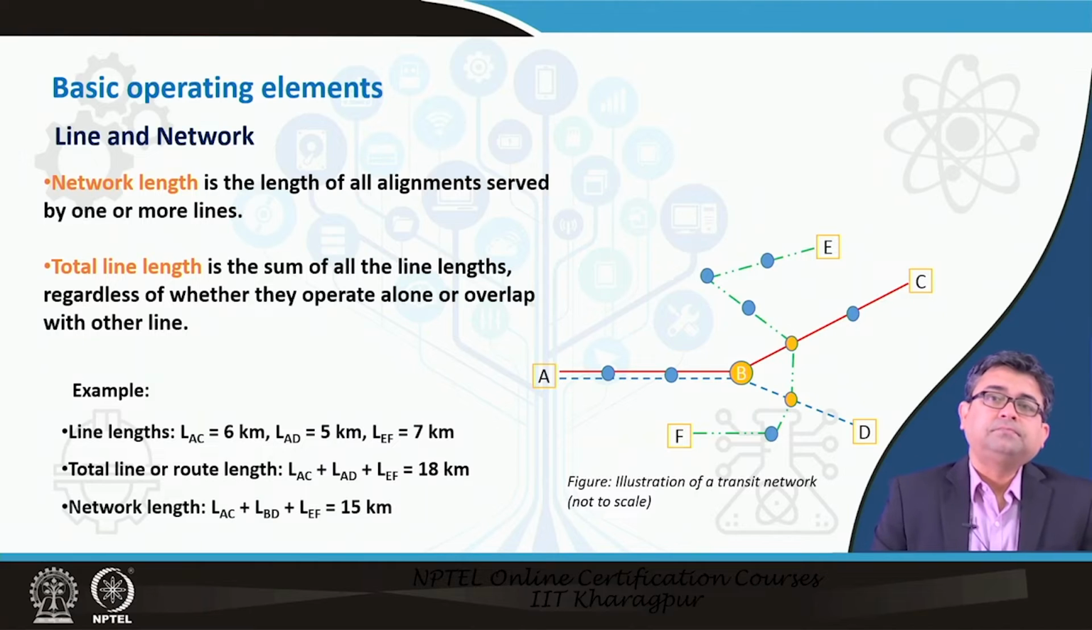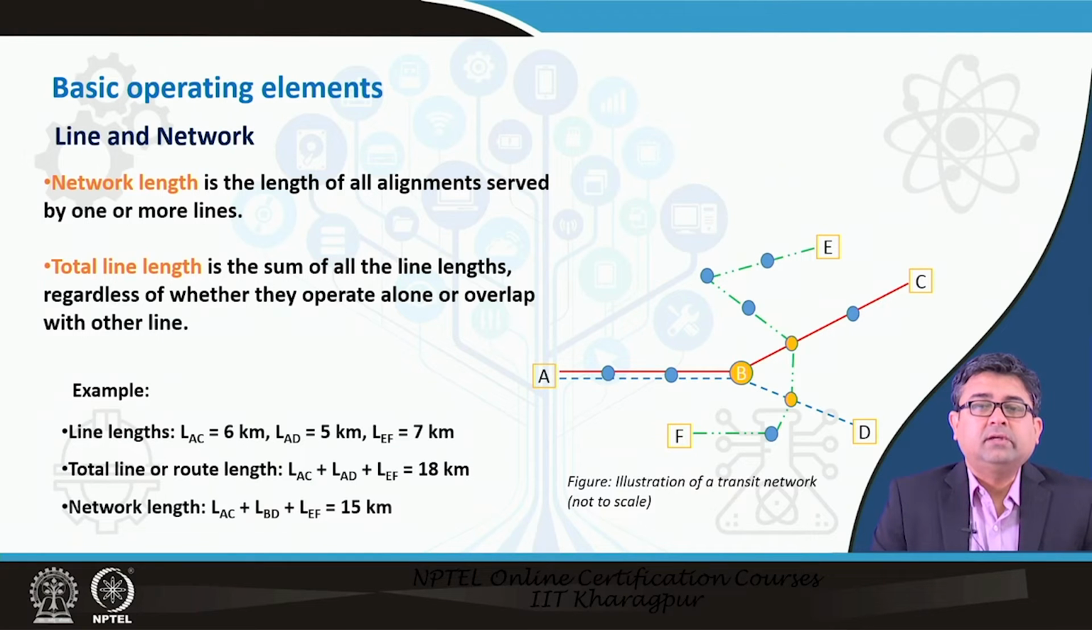Here in this example, there is a red line going from terminal A to terminal C, a green line going from terminal E to terminal F, and another blue line that also starts from terminal A but goes to terminal D. So, there are essentially three lines, but they are crisscrossing at different points. If you were to calculate the individual line lengths, the line length AC for the red line would be 6 kilometers, given that every station is equally spaced at 1 kilometer each.